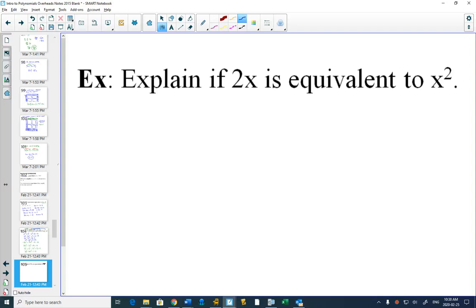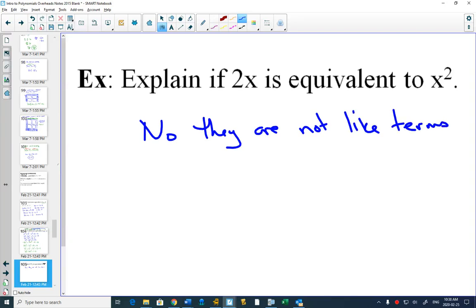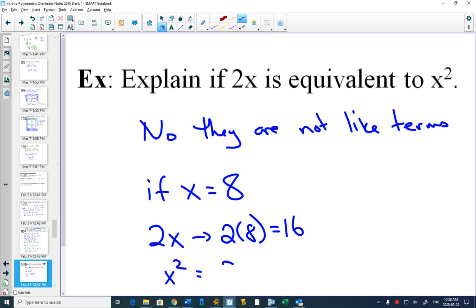Are these equal to each other? No. They are not like terms. Can you pick a number for x which really shows they're not equal to each other? If x equals 2, this one's 2 times 2, which is 4, and this one's 2 squared, which is 4. So you might think they're equal if you pick x equals 2, because you're timesing one, but then you're squaring. Right. Can you pick another number other than 2, though, that really shows? If you pick 8, then 2x is the same as 2 times 8, which is 16, and x squared is the same as 8 squared, which is 64. Then they would for sure not be the same.